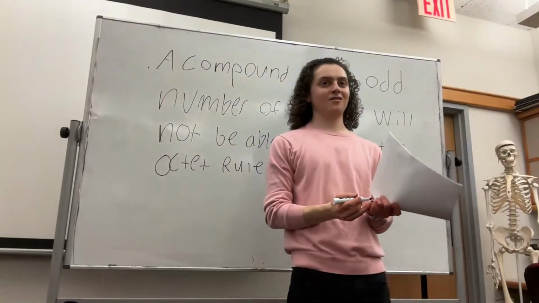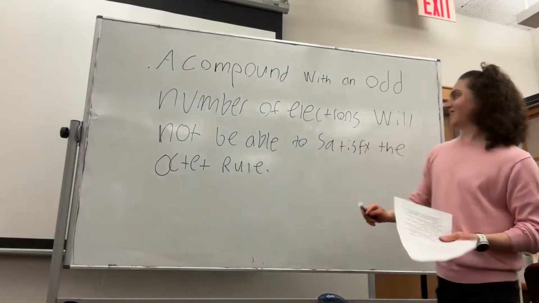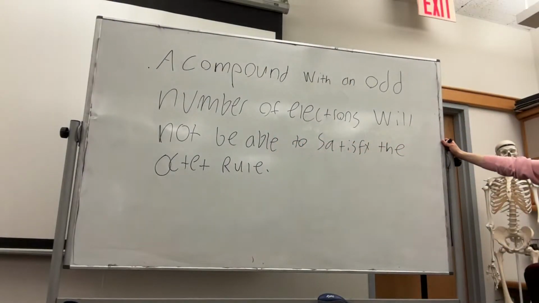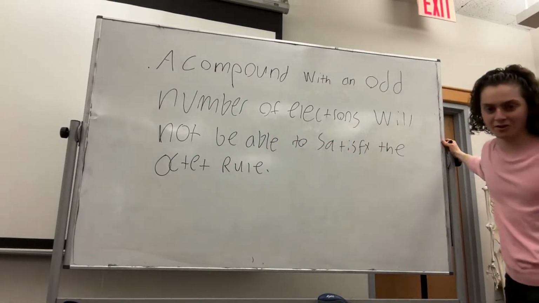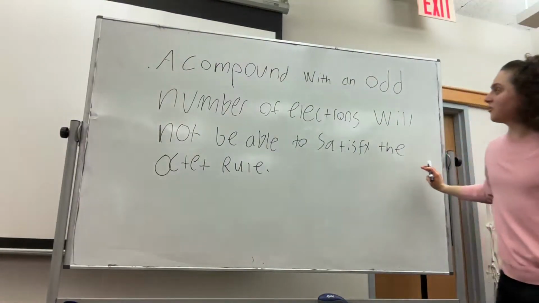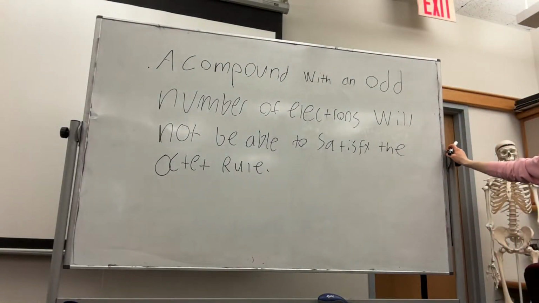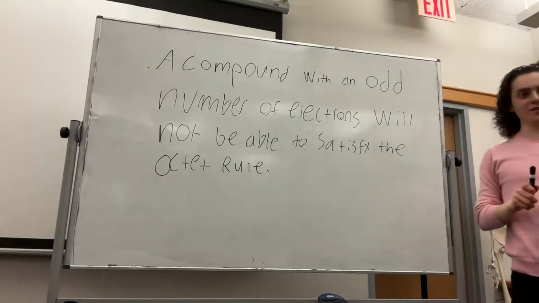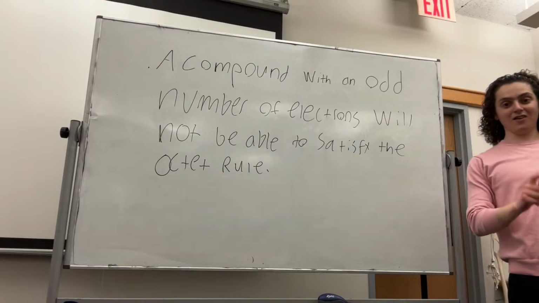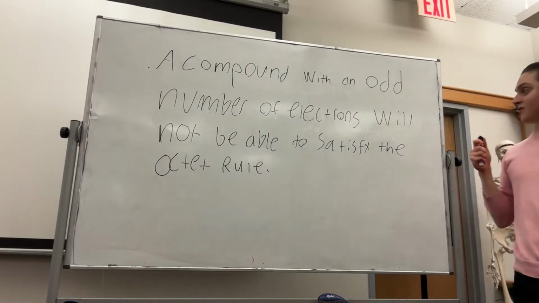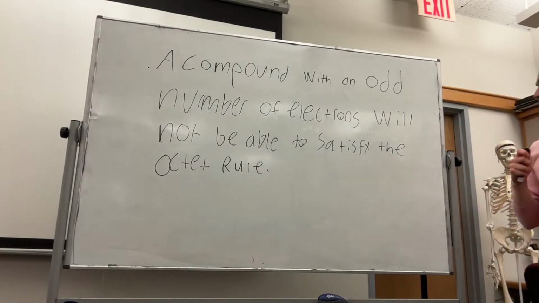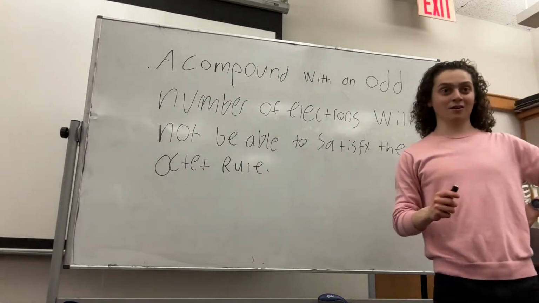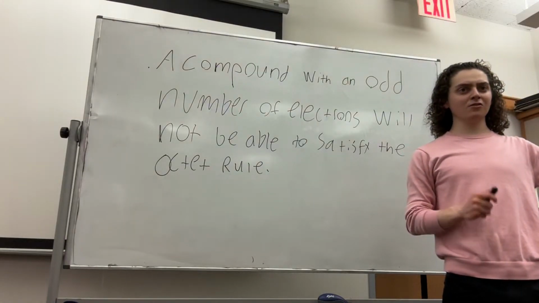True or false? A molecule with an odd, and I'll read it also for people who are on live stream. A molecule with an odd number of electrons will not be able to satisfy the octet rule. I'll say false. So true, yeah. Well, true or false? A molecule has an odd number of electrons, and it will not be able to satisfy the octet rule.